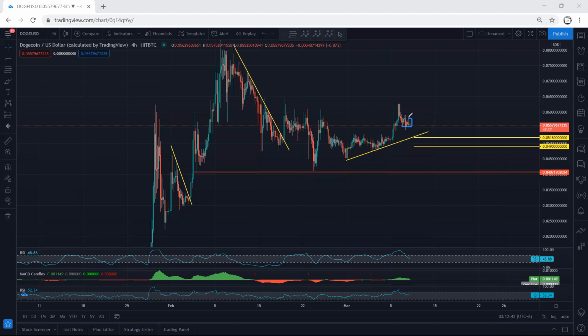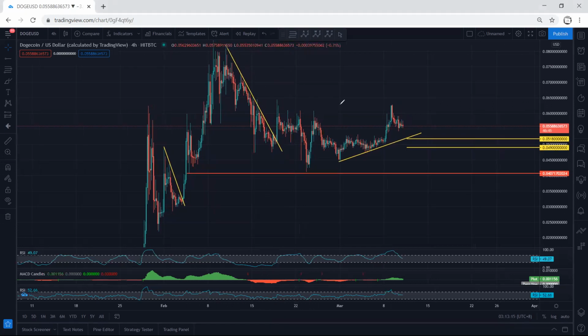Now we can see this is a correction. We're expecting the price to drop and at least retest this trend line, then from there any reversal we will be more interested in, because we have seen this kind of move in other charts. If we get the price drop and any reversal, we can expect the price to continue and break the top. The top I'm mentioning is 0.064.